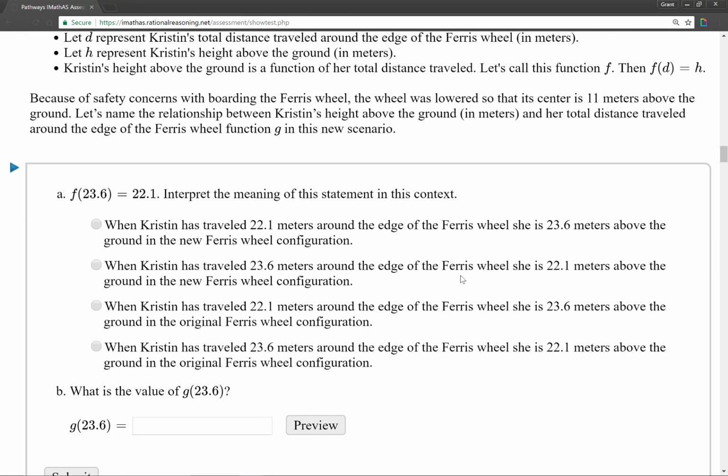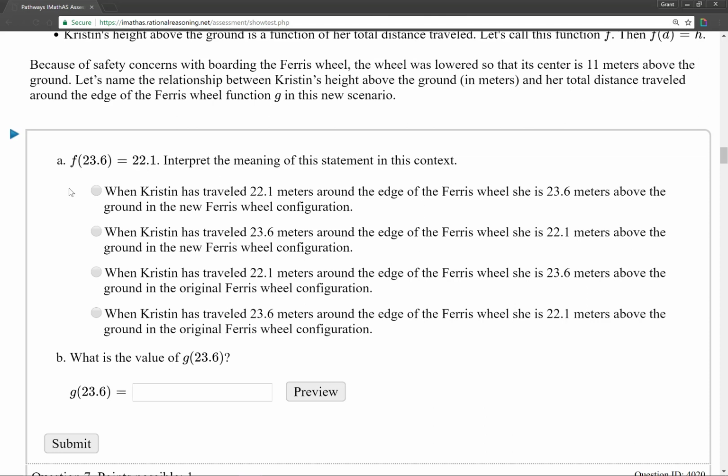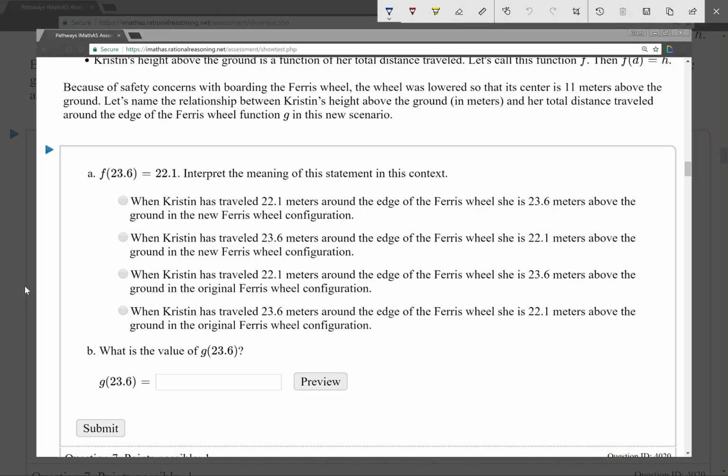So let's interpret the meaning of this equality. f of 23.6 equals 22.1. If we look at this equality, we can break it down and understand what each piece represents. The input to the function f is a number of meters traveled around the edge, so this input of 23.6 means Kristen traveled 23.6 meters around the edge of the Ferris wheel. The output of the function f is Kristen's height above the ground in meters, so this output being equal to 22.1 means that Kristen is 22.1 meters above the ground.